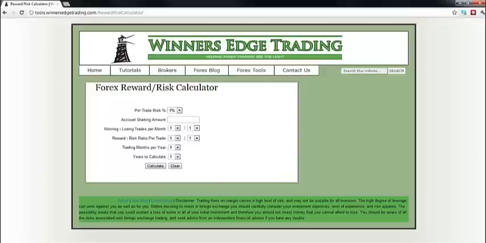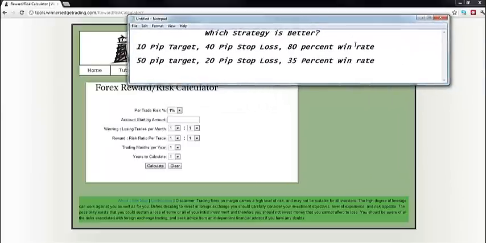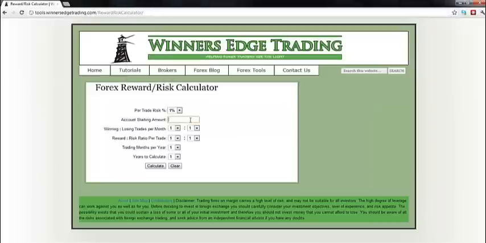Just to give you an example of how it can work, I have a little thing up here. Which strategy is better? A 10 pip target and a 40 pip stop loss with an 80% win rate, or a 50 pip target and a 20 pip stop loss with a 35% win rate? Okay, so let's test them. We'll go both with a $10,000 account.